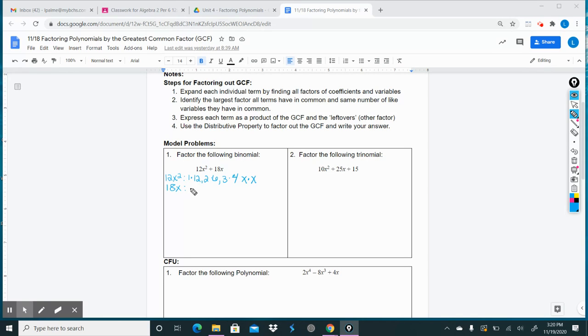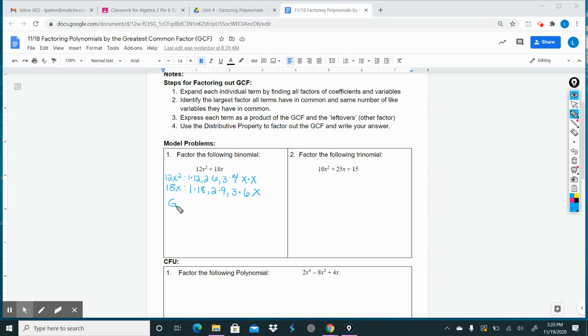For 18x, I have 1 times 18, 2 times 9, and 3 times 6. And let me write that a little bit farther apart. And the only variable I have is x, and that's the only expanded form because it's x to the first power.